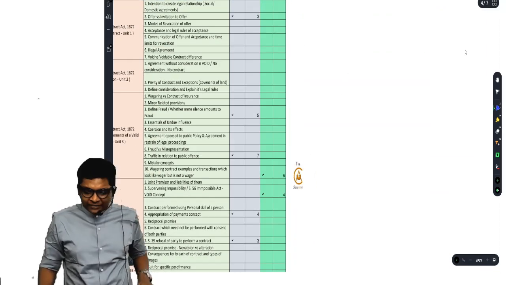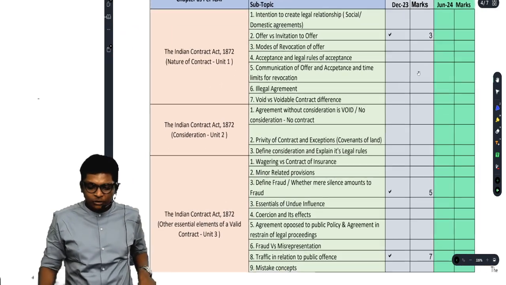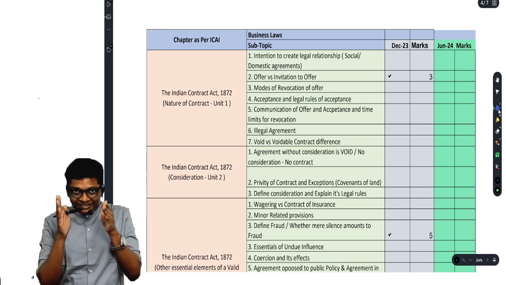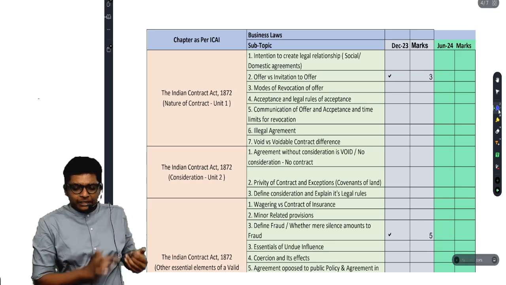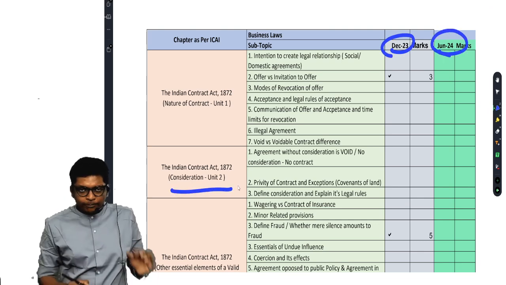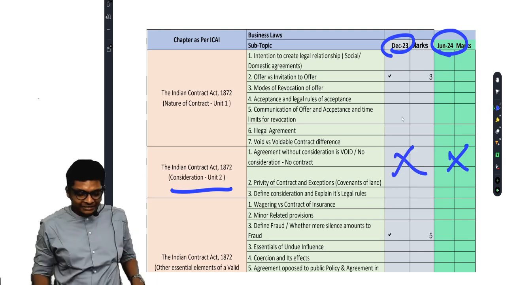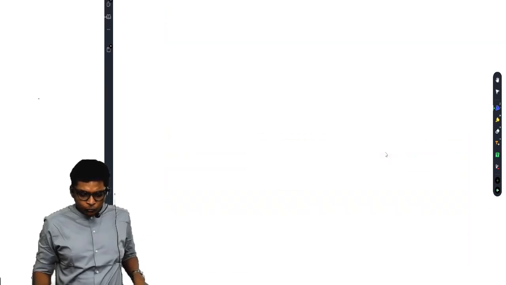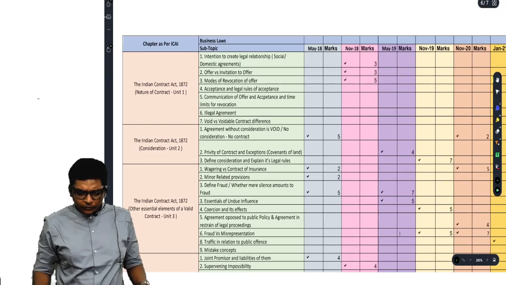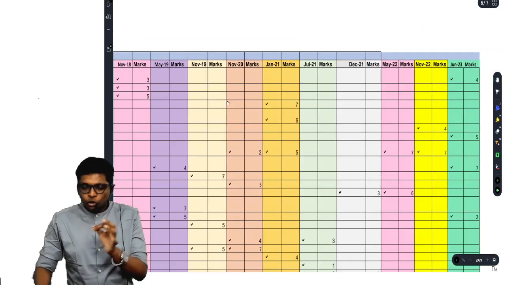I need to convince you that this is something that is working, correct? Sir, how to convince you? Let me show you a few analytics. I've taken only 2 attempts in this, and also the last 10 attempts. I will show you both. December 23 and June 24: in both these attempts, the consideration chapter in the Indian Contract Act was not tested.